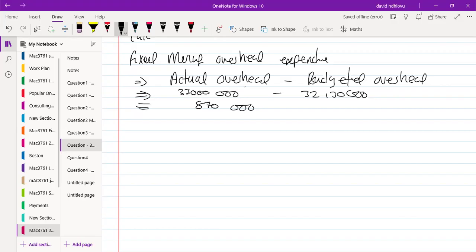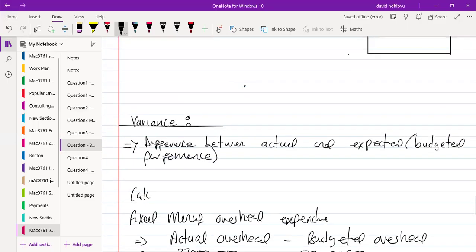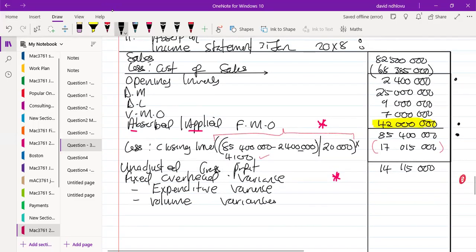Now, these are expenses that we're dealing with. We had budgeted only 32, but we ended up incurring more. So this one is an adverse variance, and if it's adverse, it will go in as a negative figure. That's your expenditure variance. We can see that we incurred more expenditure than expected.